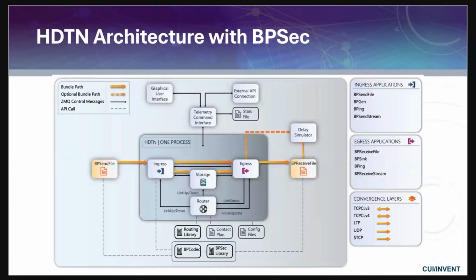Now I'm going to talk about our HTTN architecture for BPSec. The HTTN architecture is modular. The core modules consist of ingress, router, storage, and egress, which can be either part of different processes when HTTN is distributed, or part of the same HTTN process, like in this example.